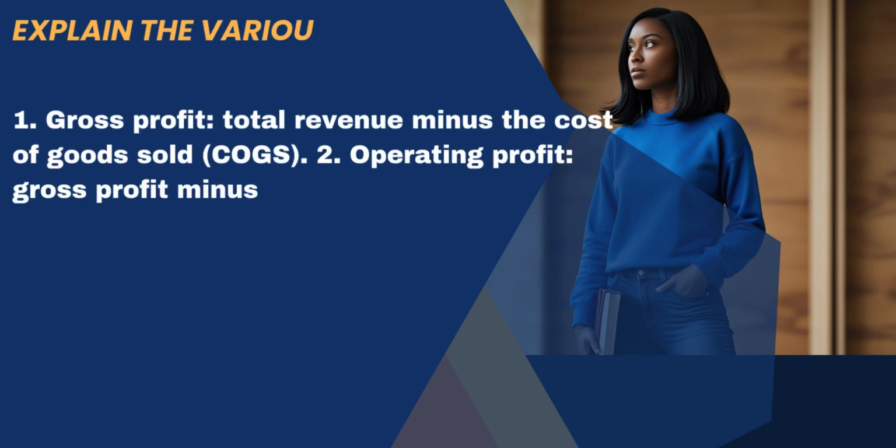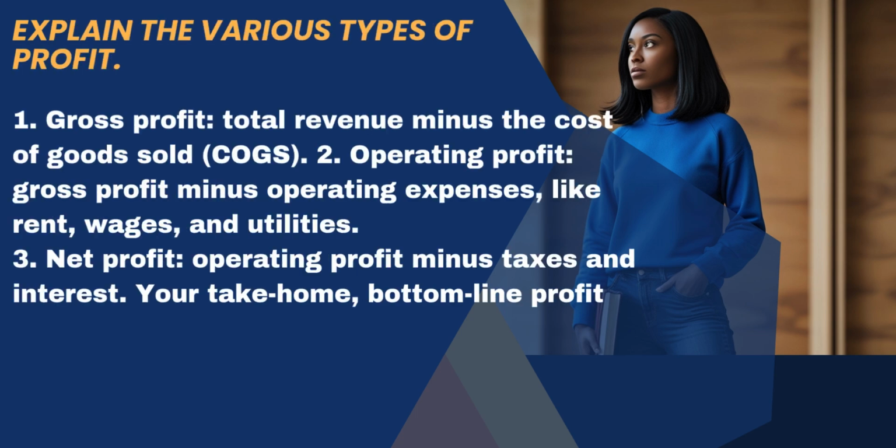Explain the various types of profit. 1. Gross profit: total revenue minus the cost of goods sold, COGS. 2. Operating profit: gross profit minus operating expenses, like rent, wages, and utilities. 3. Net profit: operating profit minus taxes and interest. Your take-home bottom line profit.